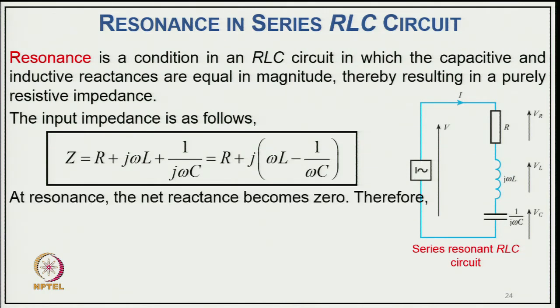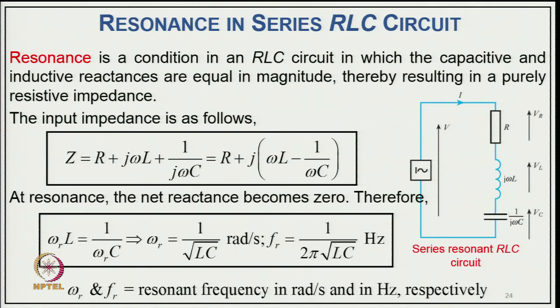At resonance the net reactance becomes 0, therefore omega r L equals 1 upon omega r C, or we can say omega r equals 1 upon square root of L C in radians per second, and f r equals 1 upon 2 pi square root of L C in hertz, where omega r and f r are the resonant frequency in radians per second and in hertz respectively.